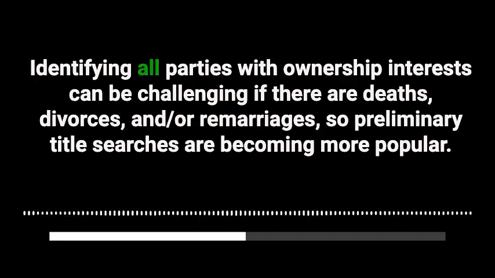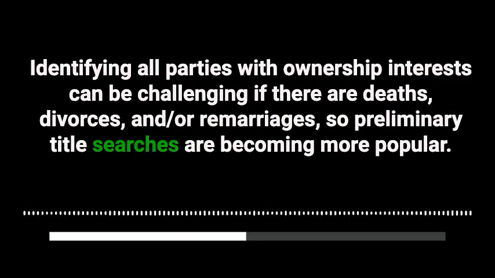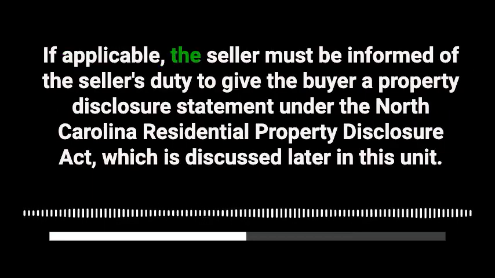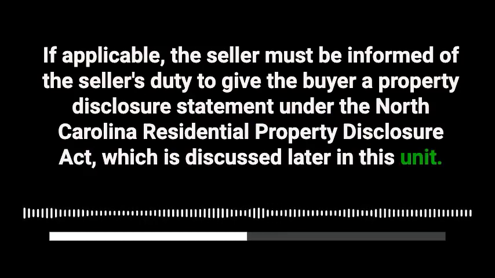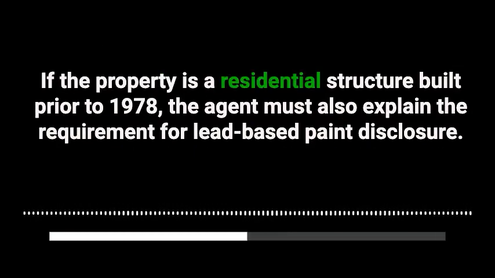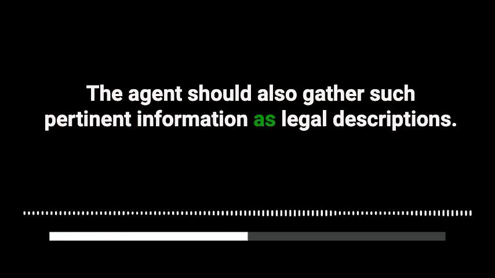Identifying all parties with ownership interests can be challenging if there are deaths, divorces, and/or remarriages, so preliminary title searches are becoming more popular. If applicable, the seller must be informed of the seller's duty to give the buyer a property disclosure statement under the North Carolina Residential Property Disclosure Act, which is discussed later in this unit. If the property is a residential structure built prior to 1978, the agent must also explain the requirement for lead-based paint disclosure. The agent should also gather such pertinent information as legal descriptions.